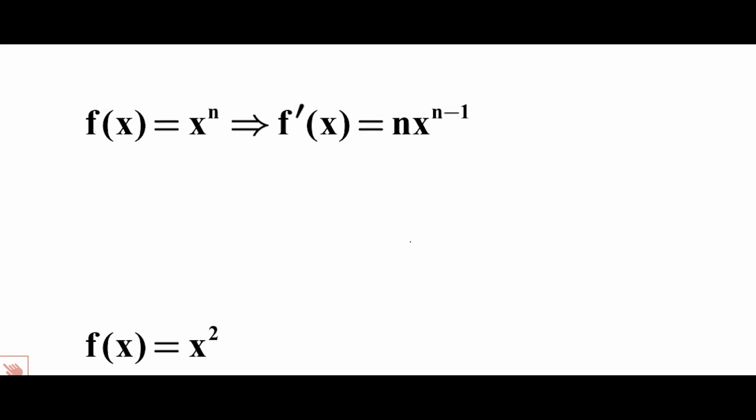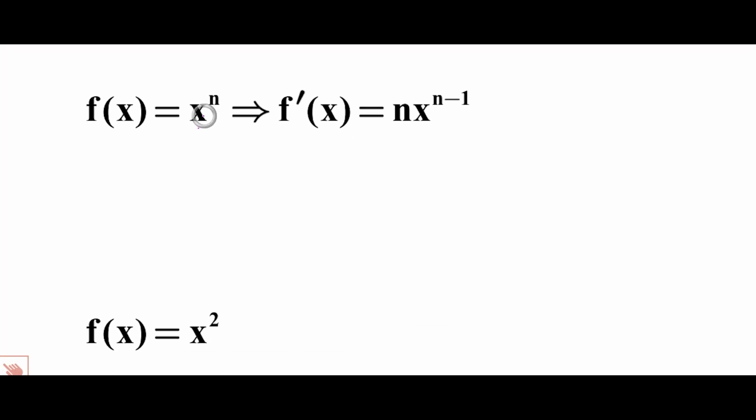Finally, if f of x is pi, which is a constant, or just a number, then f prime of x is 0. Okay? Number 2. If f of x is equal to x to the nth power, then f prime of x is equal to n times x to the power of n minus 1.